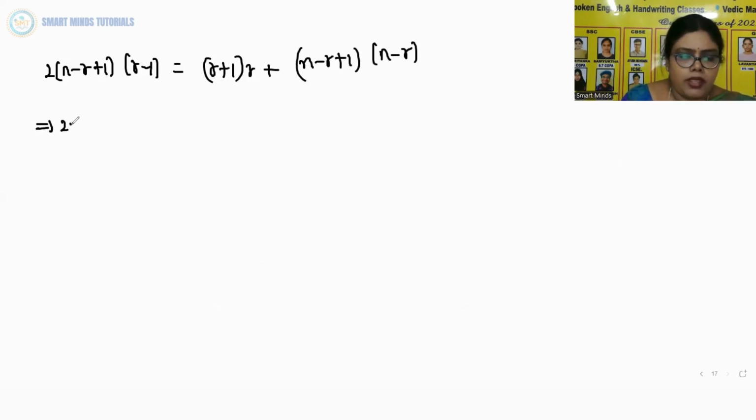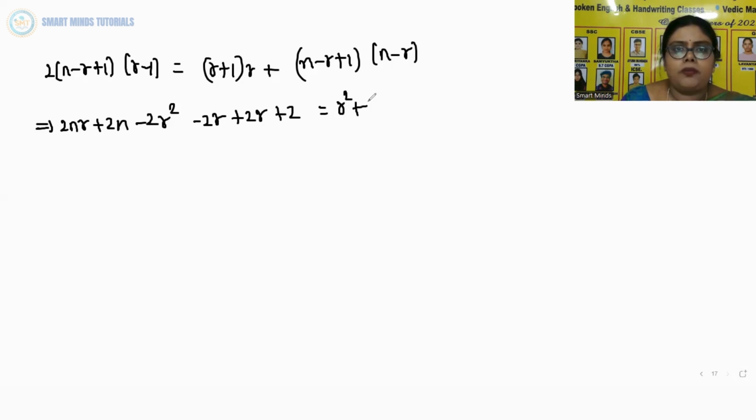So we get 2nr plus 2n minus 2r square minus 2r plus 2r plus 2. This is on the left hand side. And on the right hand side, if I multiply, r square plus r plus n square minus nr plus r square plus n minus r. Plus r minus r get cancelled. Plus 2r minus 2r get cancelled.